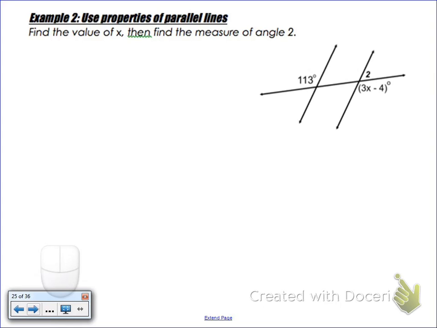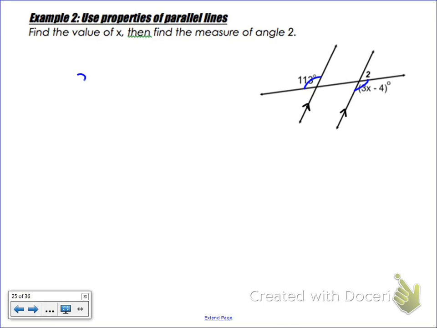Example number 2 asks us to find the value of x and then find the measure of angle 2. So first of all, we look at x. X is this angle right here, and then we have the 113 degree angle, which is this one right here. So we want to ask ourselves, what's the relationship between these 2 angles? Now, one of the things that's not given to us in the example that should be is that these 2 lines right here are parallel to each other. So once we know these 2 lines are parallel, we can use the parallel line property, which says that alternate exterior angles, which these 2 angles are, are congruent to each other.